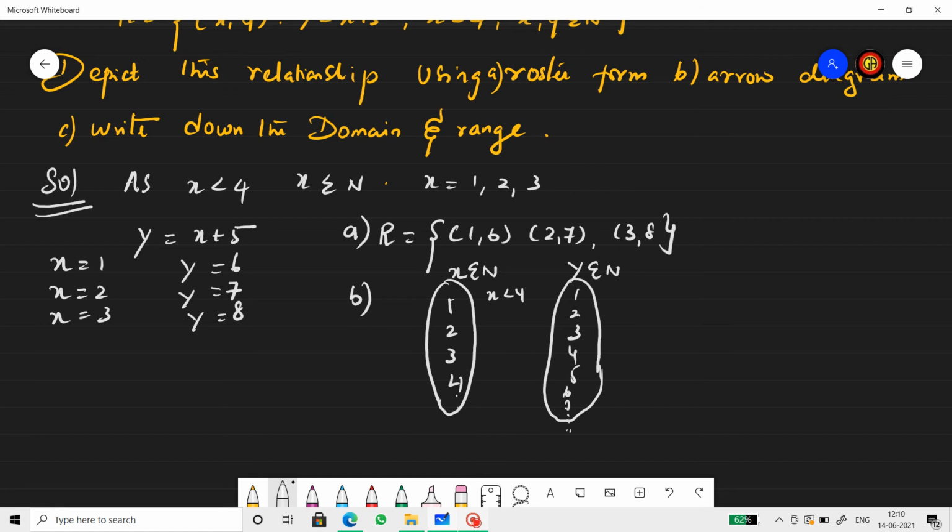Right? When I consider x, the y value was 6. So 1 will map to 6. 2 will map to 7. I'd like to bring this oval down.